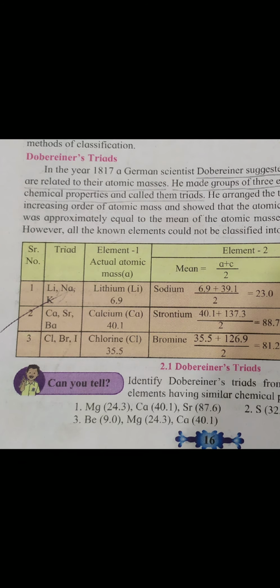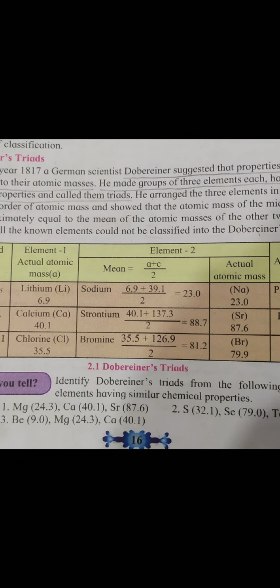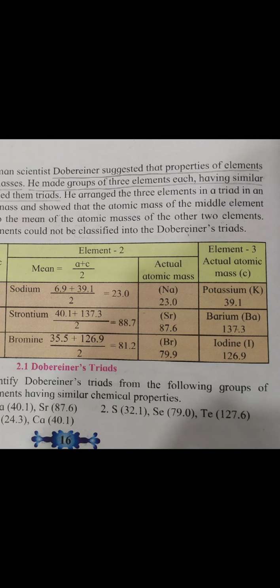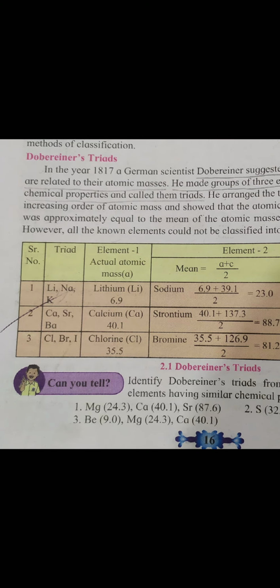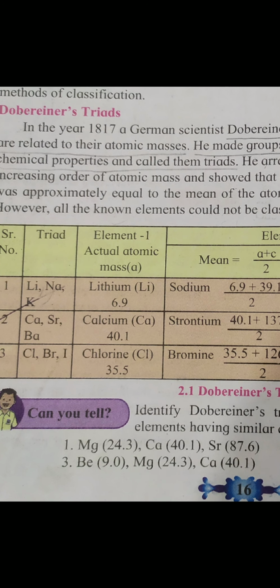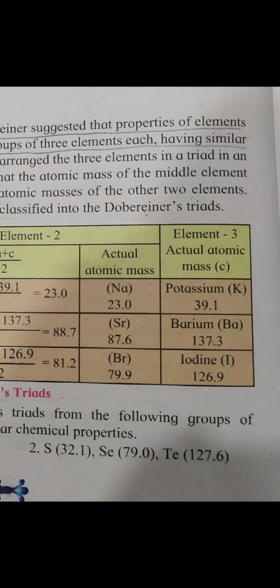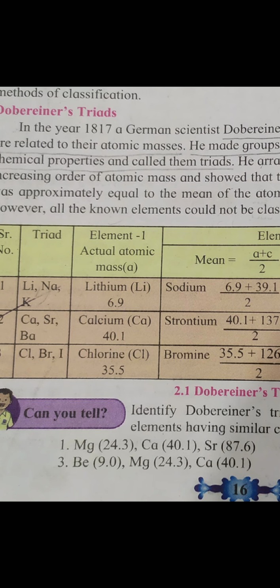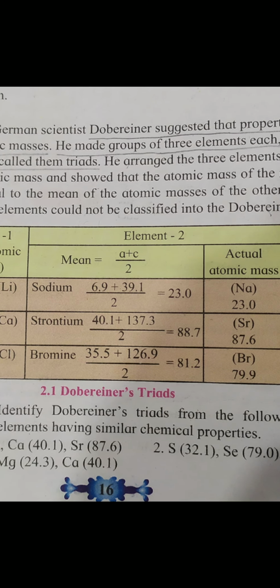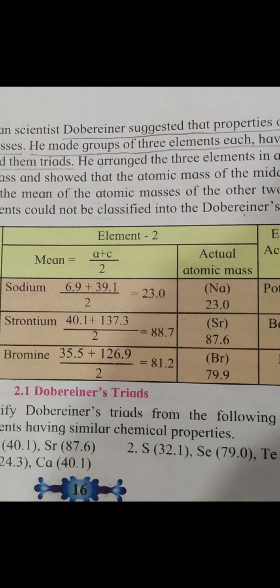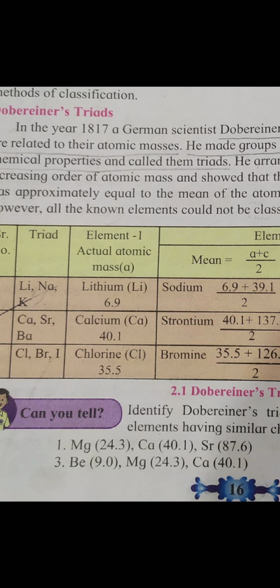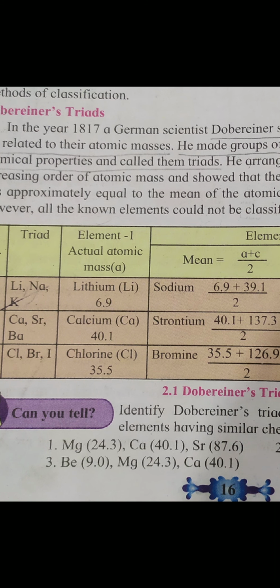What is that law of triads? When he arranged the three elements in a triad in increasing order of their atomic masses, he showed that the atomic mass of the middle element is approximately equal to the mean of the atomic masses of the other two elements. So here is the law of Dobereiner's triads. You can also mark this law in your textbook.